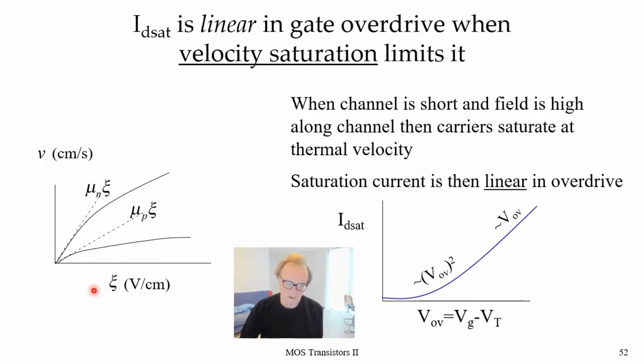And so again, here is the velocity of the carriers versus electric field. And it deviates from linearity when the electric field gets big enough. So when the channel is short and the field is high, this is what happens in logic circuits. When the field is high along the channel, then carriers saturate at thermal velocity, and the saturation current is then linear in the overdrive. So for small overdrive, or small drain source voltage, the saturation current goes like the square of the overdrive. But when you make the gate voltage really big, then it becomes more linear with the overdrive. So that's velocity saturation.